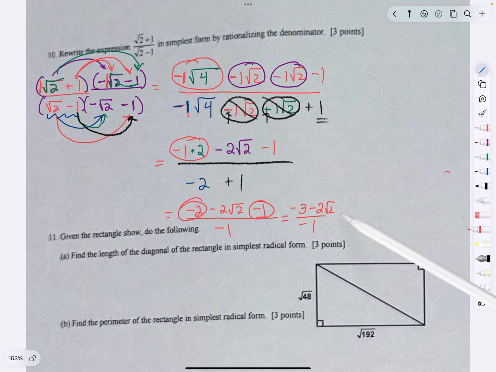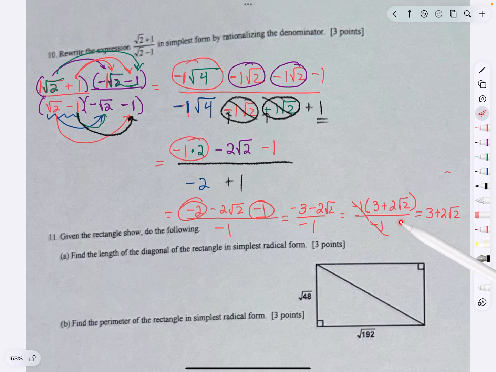Or you could think of it this way, and this is the formal way. You say, well, I can factor a negative 1 out of the top, and it makes some positive 3 plus 2 root 2. And it's all over this negative 1, and so those cancel. And there's your final answer. But you can see the end result here is just taking this negative 1, dividing them both by that negative 1, you get 3 plus 2 root 2 right there. And that is your answer.